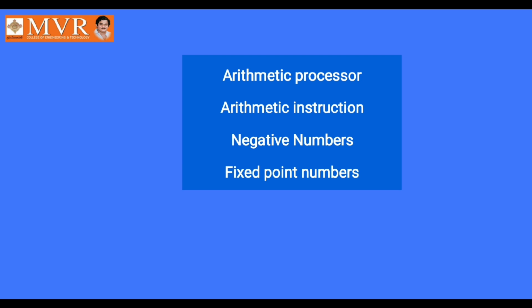Fixed point numbers are nothing but integers, or sometimes we can use them in the fractional part also. Like this, by keeping these four terms in mind, arithmetic processor, arithmetic instructions, negative numbers, and fixed point and floating point numbers, we are going to have our further discussion.